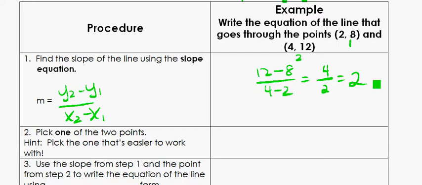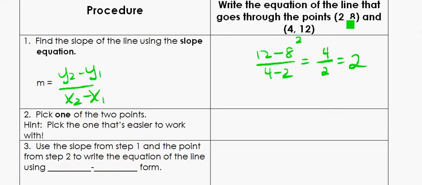In our second step, we want to pick one of the 2 points. You want to choose the point that's easier to work with. Now, easier to work with is different for every student, but usually ones without fractions, or if the signs are the same and if the numbers are smaller, generally are points that are easier to work with. In this case, we're going to go ahead and choose the point 2, 8 as our point.